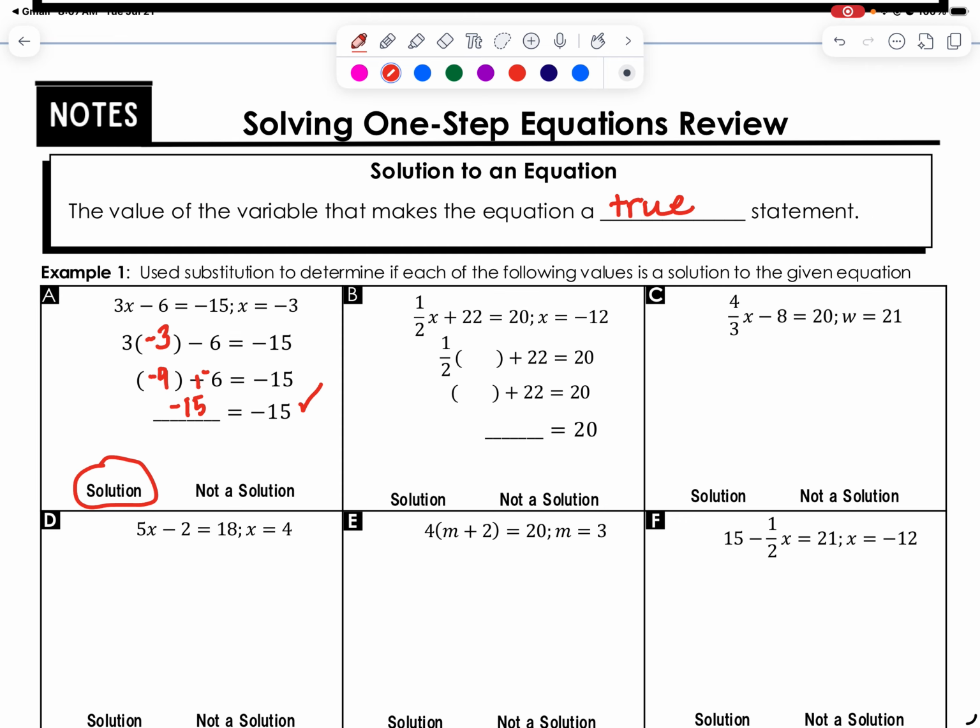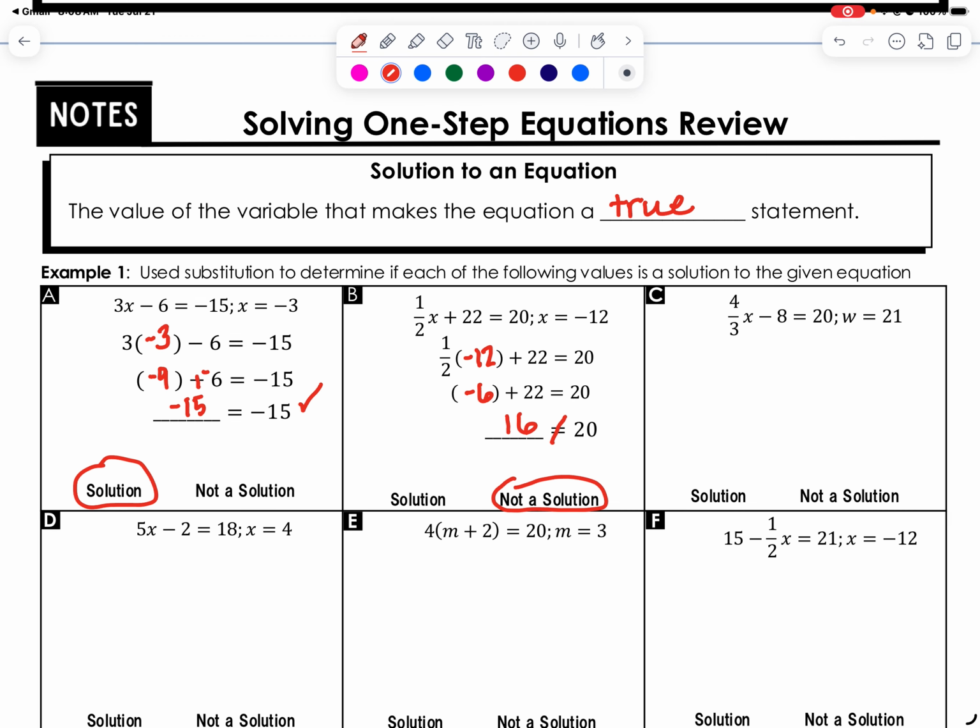In part B, we have 1/2 x plus 22 is equal to 20. And they want to know, is negative 12 a solution? So I'll rewrite the equation and I'll replace the x with parentheses. So 1/2 parenthesis plus 22, does that equal 20? I'll plug in the negative 12 and evaluate. So 1/2 of negative 12 is negative 6. Negative 6 plus 22 is positive 16. So 16 does not equal 20. So negative 12 cannot be the solution to that equation.